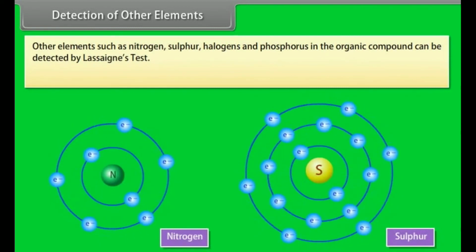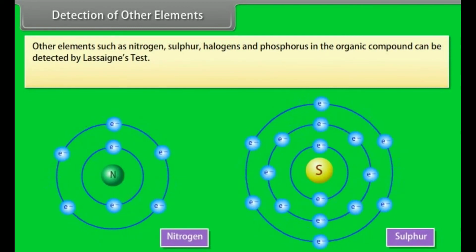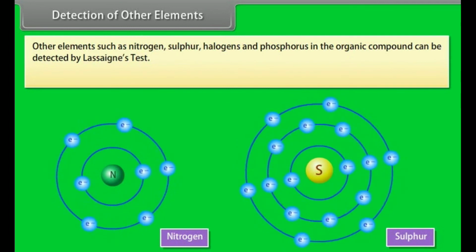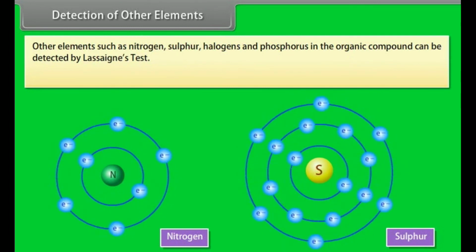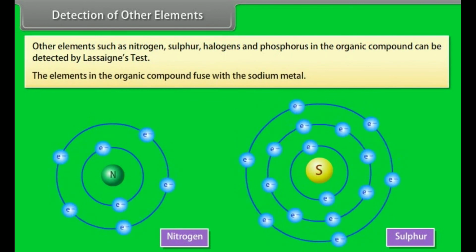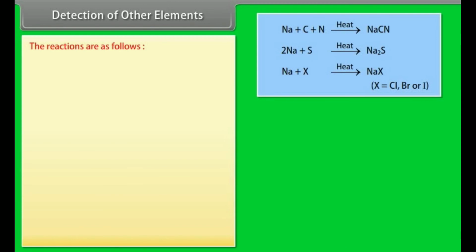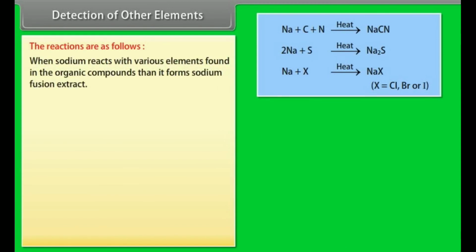Detection of other elements. Other elements such as nitrogen, sulfur, halogens and phosphorus in the organic compound can be detected by Lassaigne's test. The elements in the organic compound fuse with sodium metal. The reactions are as follows. When sodium reacts with various elements found in the organic compounds, it forms sodium fusion extract.